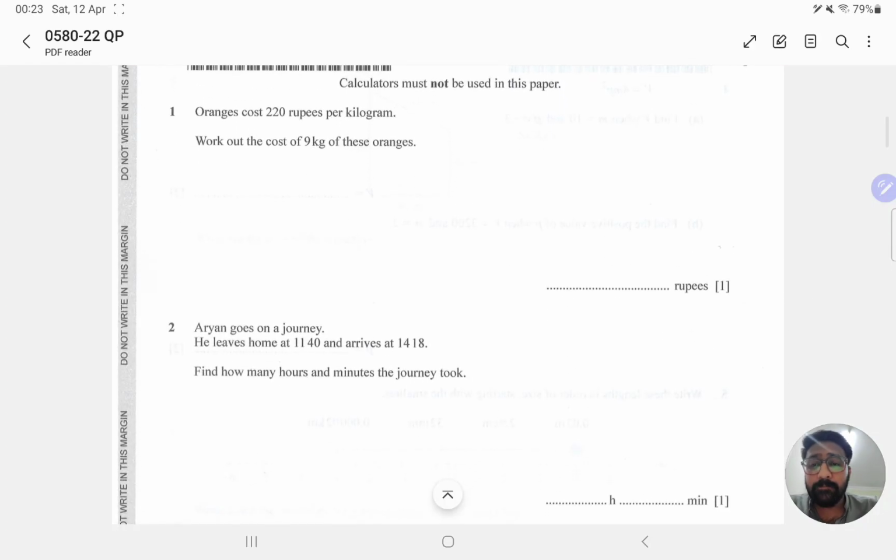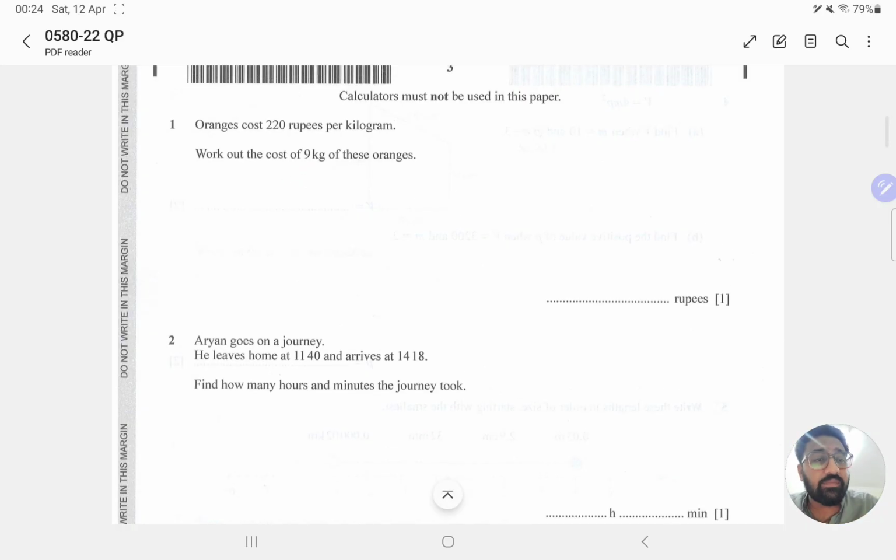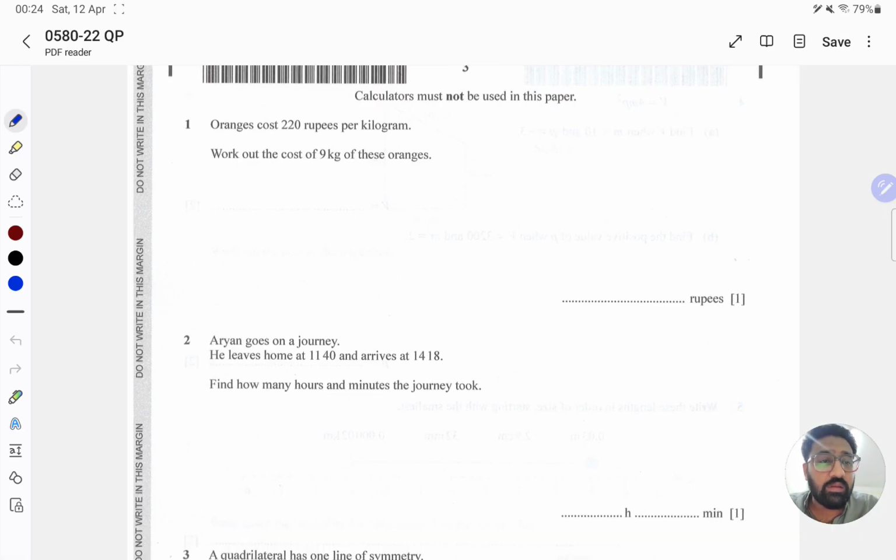This is question number 1. Question number 1 says that oranges cost 220 rupees per kilogram. Work out the cost of 9 kg of these oranges. So the price of 1 kg of the oranges is given, and we need to find the price of 9 kgs. So we simply need to multiply the price of the 1 kg with the total amount of oranges that we are buying. So we'll multiply 220 with 9.